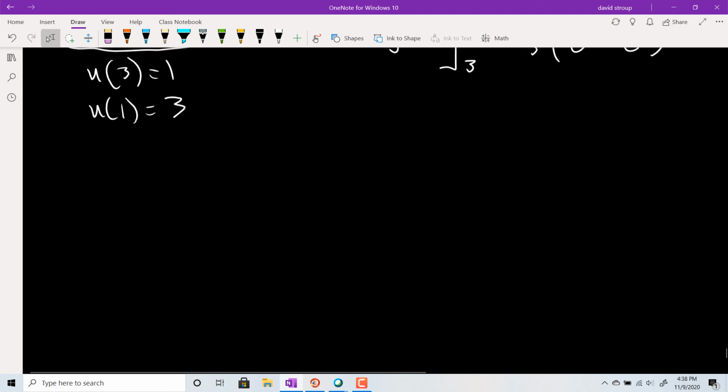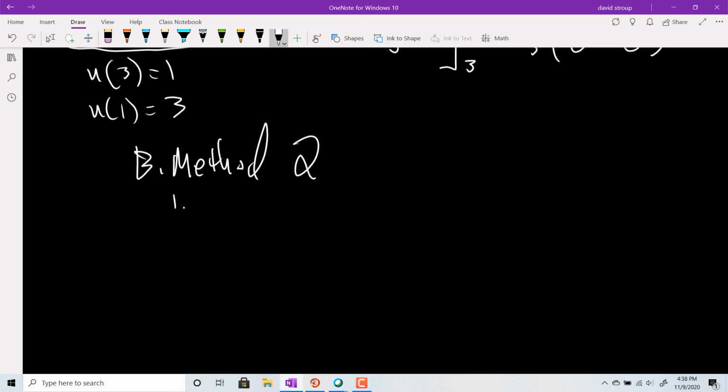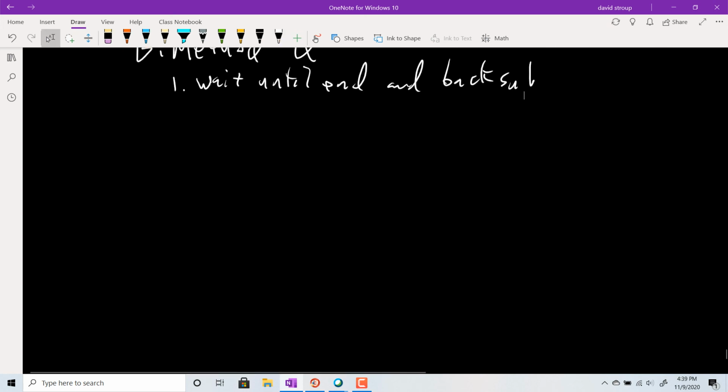Let's try the other method. Okay, so the other method, method 2, is kind of my method of choice. I don't bother with the other method, but what you're going to do here is wait until the very end and then just change everything back in terms of x and then go ahead and integrate. So wait until the end and back sub. Okay, let's take a look at an example here.